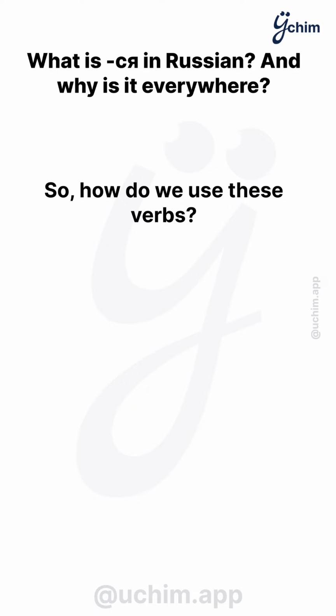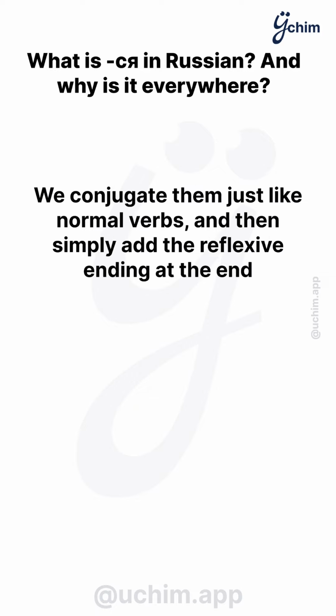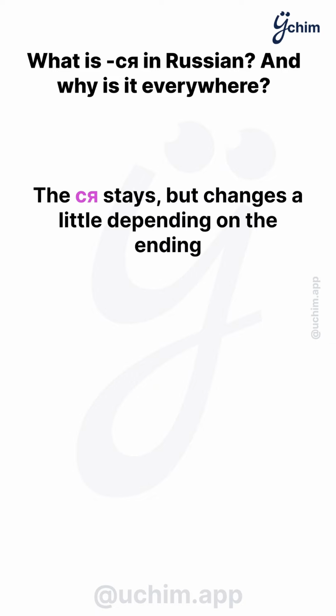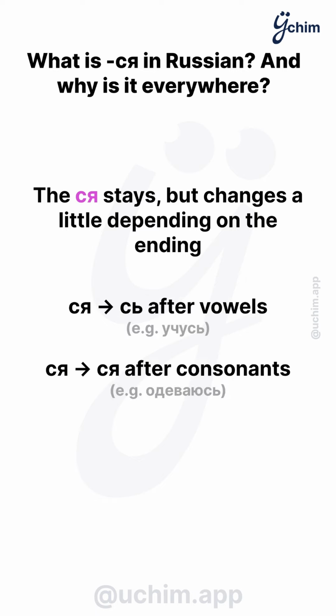So, how do we use these verbs? We conjugate them just like normal verbs, and then simply add the reflexive ending at the end. But there is one small detail. The ся stays, but changes a little depending on the ending. Ся becomes сь after vowels, for example, учусь. Ся stays ся after consonants, for example, одеваюсь.